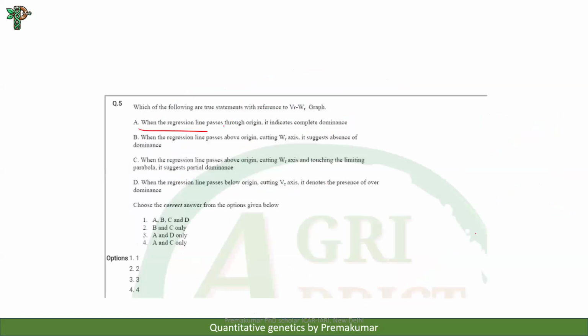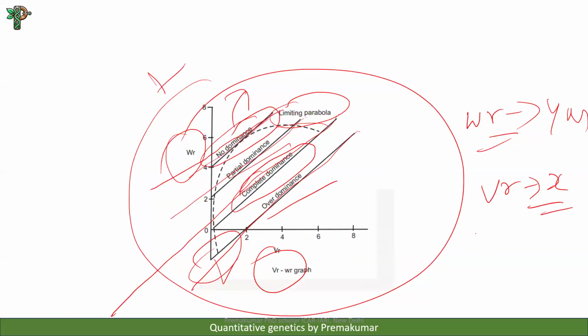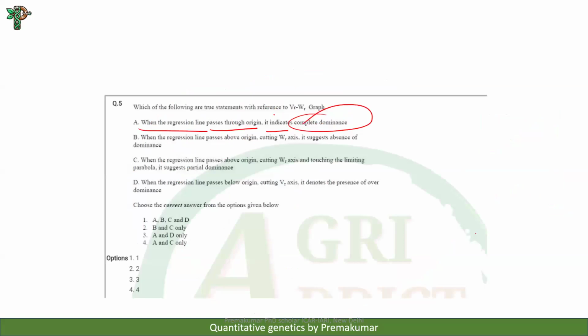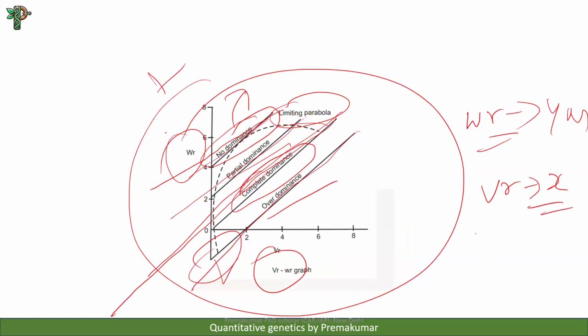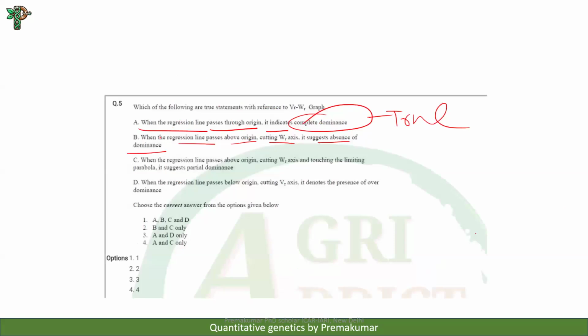For example, when a regression line passes through the origin, it indicates complete dominance. You can see this regression line passes through the origin, so it is complete dominance. It is right, it is true. When the regression line passes above the origin, cutting the Wr axis, it suggests the absence of dominance. See, it touches the parabola and cuts the Wr axis. When the regression line passes above the origin, cutting the Wr axis, does it suggest the absence of dominance? No, it has to touch the limiting parabola. So the statement is false actually.